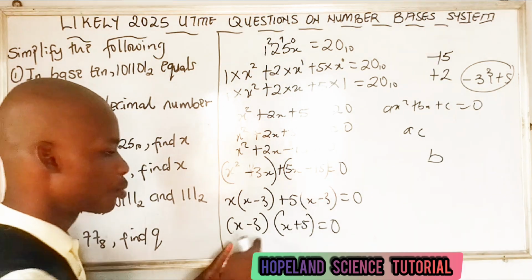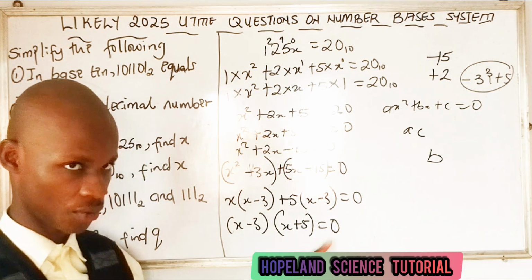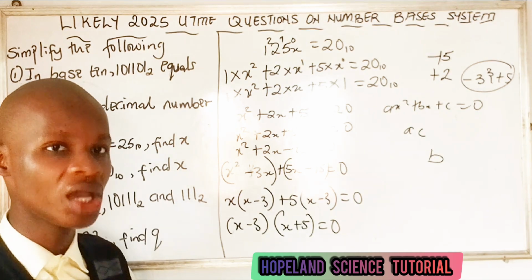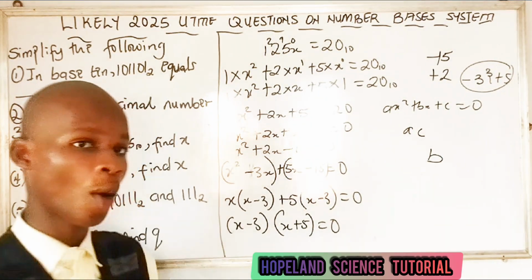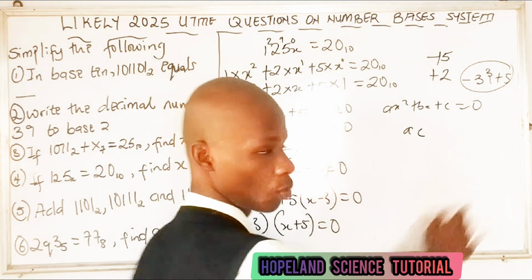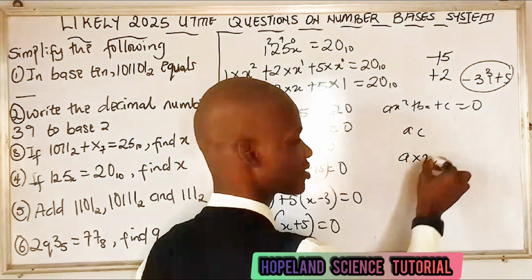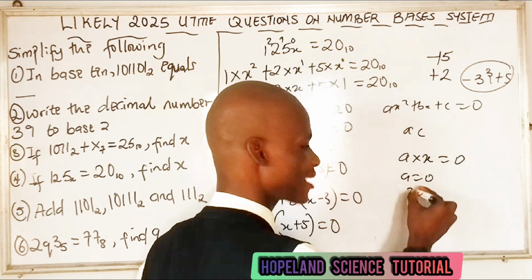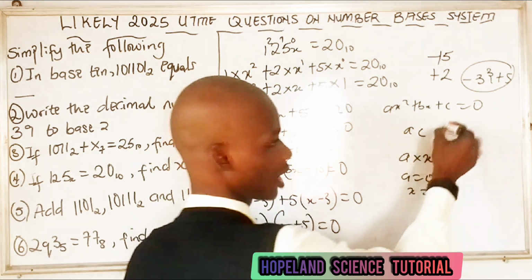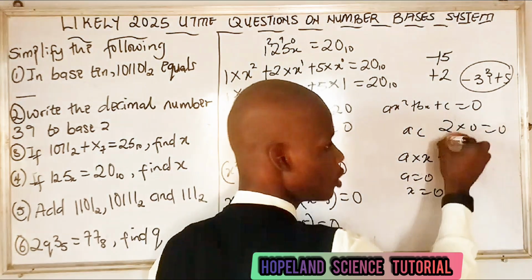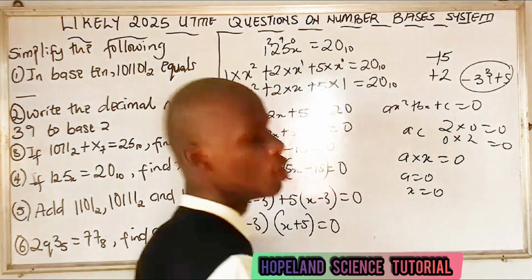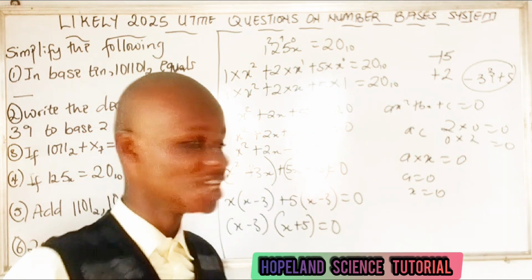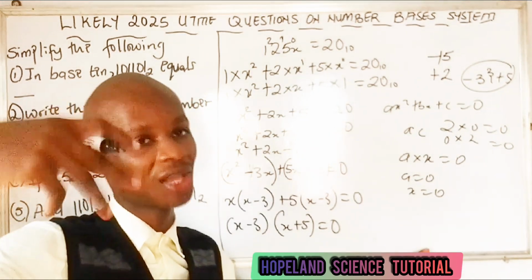Now at this point, do you know what this is telling us? It is telling us that the product of these two numbers is equal to 0. Remember that for the product of two numbers to be equal to 0, it means that either one of them is 0 or both of them are 0. That is to say, if a times x is equal to 0, it either means that a is equal to 0 or x is equal to 0. Remember, 2 times 0 is equal to what? 0. 0 times 2 is equal to what? 0. So for the product of two numbers to be 0, either one of them is 0 or both of them are 0.